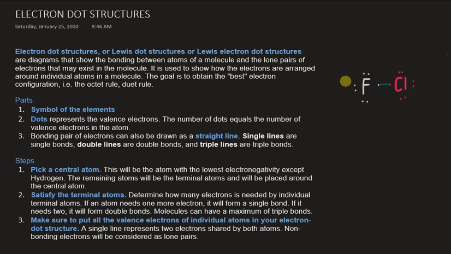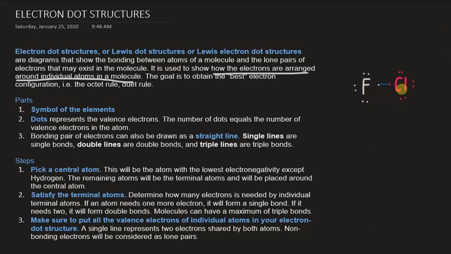So the electron dot structure shows how the electrons are arranged around individual atoms in a molecule. A molecule is a combination of two or more atoms. An example would be FCl. FCl is composed of two atoms, a fluorine atom and a chlorine atom. So again, atoms are bonded to each other because they either share or transfer valence electrons.